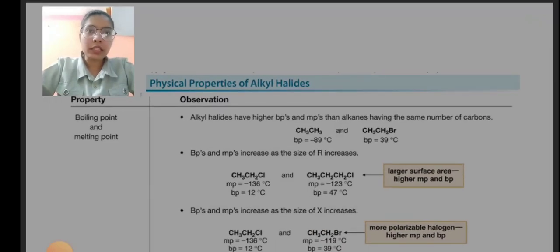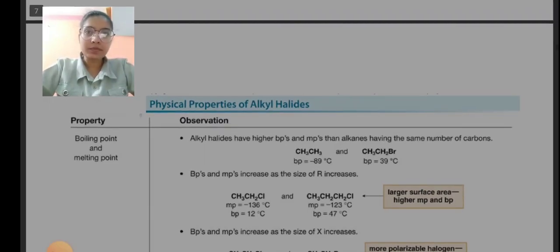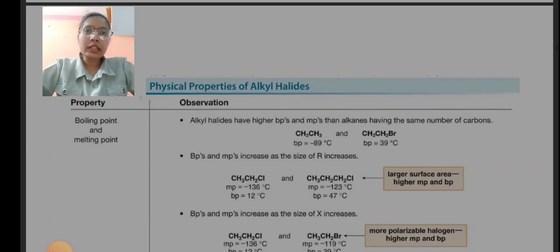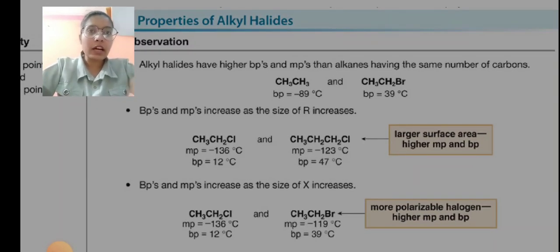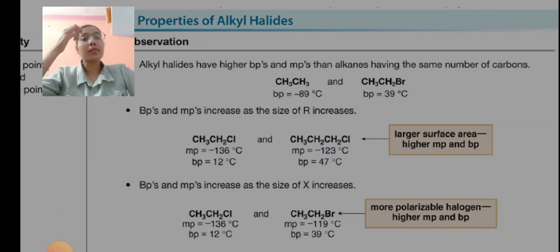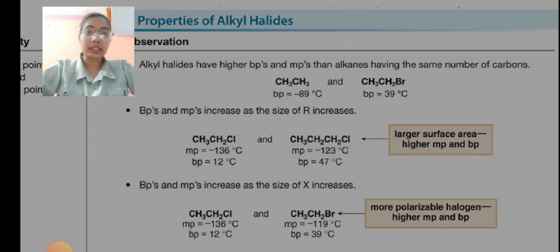Physical properties of alkyl halides: boiling point and melting point. Let's see. Alkyl halides have higher boiling points and melting points than alkanes having the same number of carbons. Let's see the example of ethane. The boiling point is minus 89 degrees Celsius and the boiling point of bromoethane is 39 degrees Celsius.